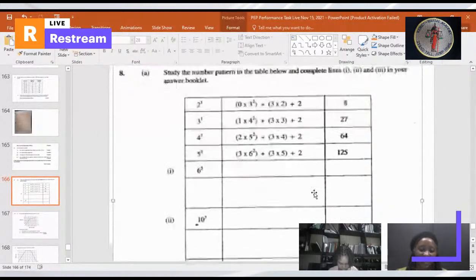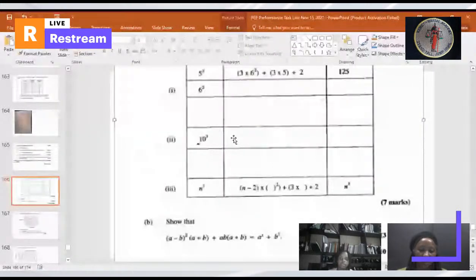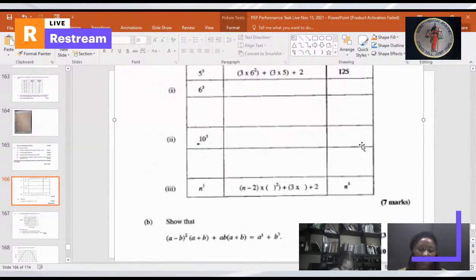Okay. And for the 10 now, same pattern. So we'd have 10 minus 2, which would give you 8, times 10 plus 1, which is 11 squared, close bracket, plus 3 times 10 plus 2. All right, and 10 cubed is 1000.